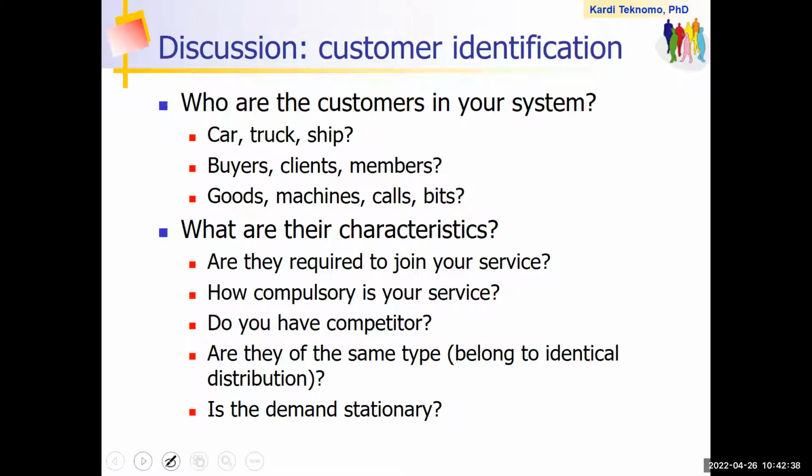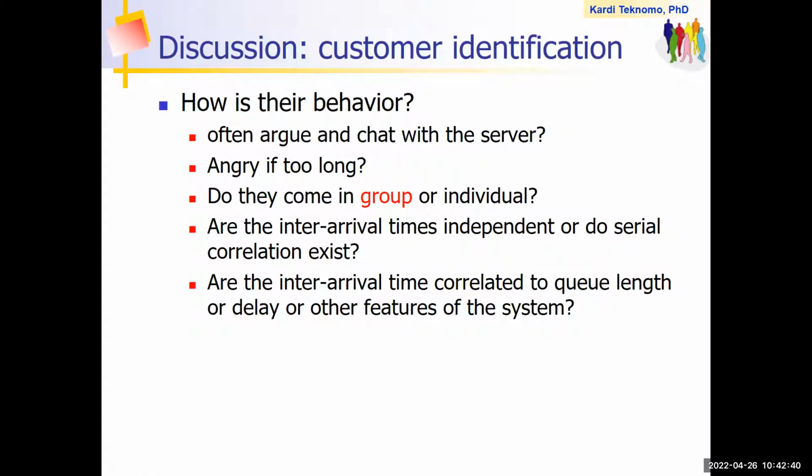So what is their behavior? Do they actually argue and chat with the server? Are they angry if they are waiting too long? Do they come in a group or individually? Totally different behavior, right? For example, in a family restaurant, we are talking about a group here. The customer is actually a group, not just an individual, so the behavior is totally different from an individual customer.